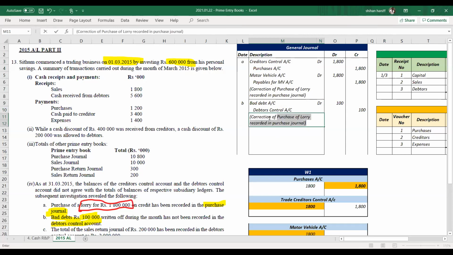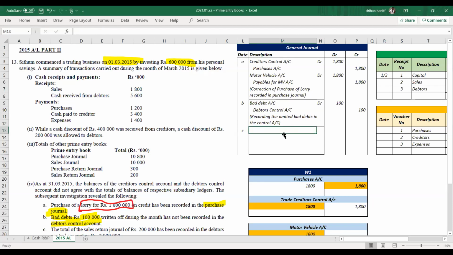Correction of, or we can say recording omitted bad debts in the control account. Recording the omitted bad debt in the control account.